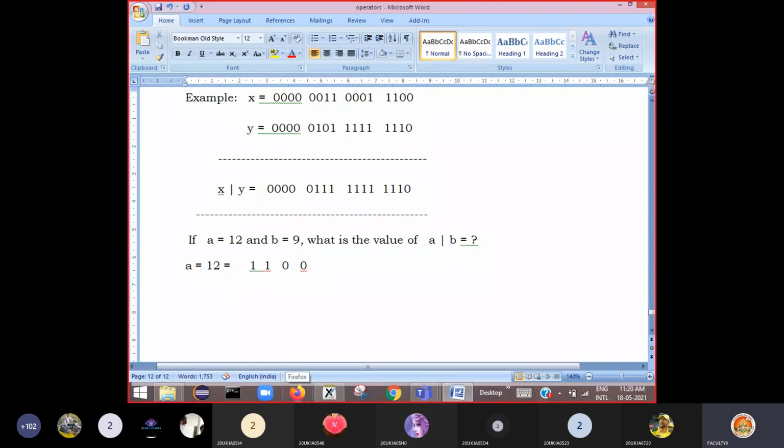Right. So then, what is B value here? B is equal to 9. So how do we represent 9 in binary form? 9 is nothing but 1 0 0 1. This is 2 power 3. 8 plus 1 is 9 here. Now if I perform the bitwise OR operation on these two, what is the result we will get? We will see here.